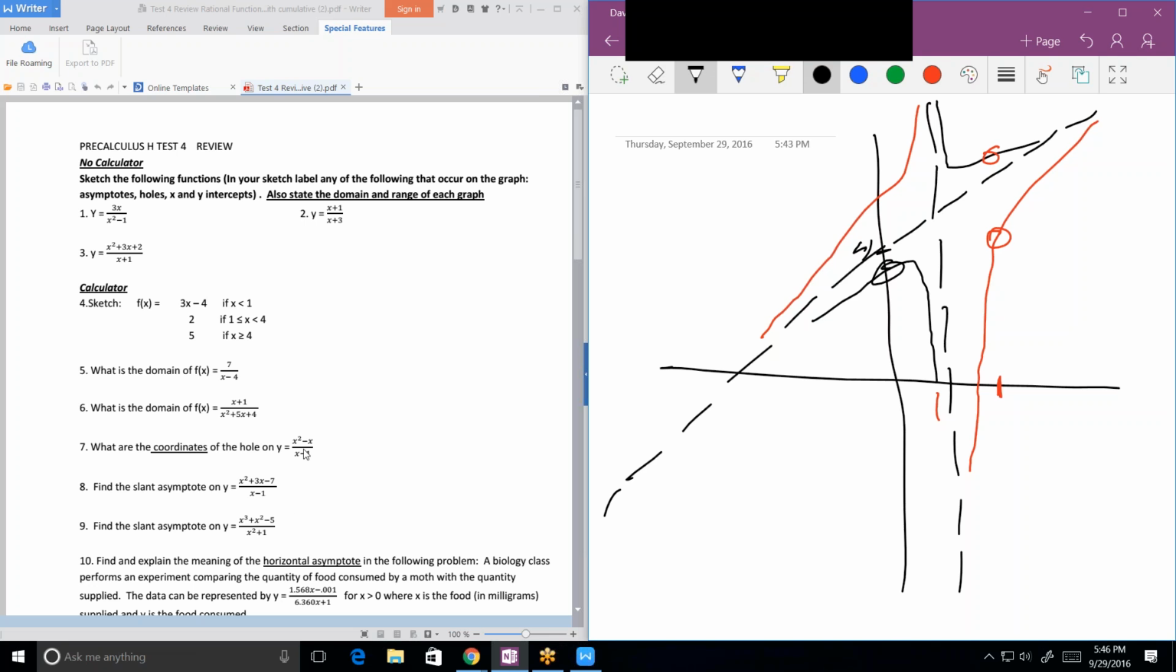Right. Plug in 0, where's the y-intercept? You'll be at 7. Plug in 0, the numerator is 0. Oh, again, I screwed up. Yeah, 7.